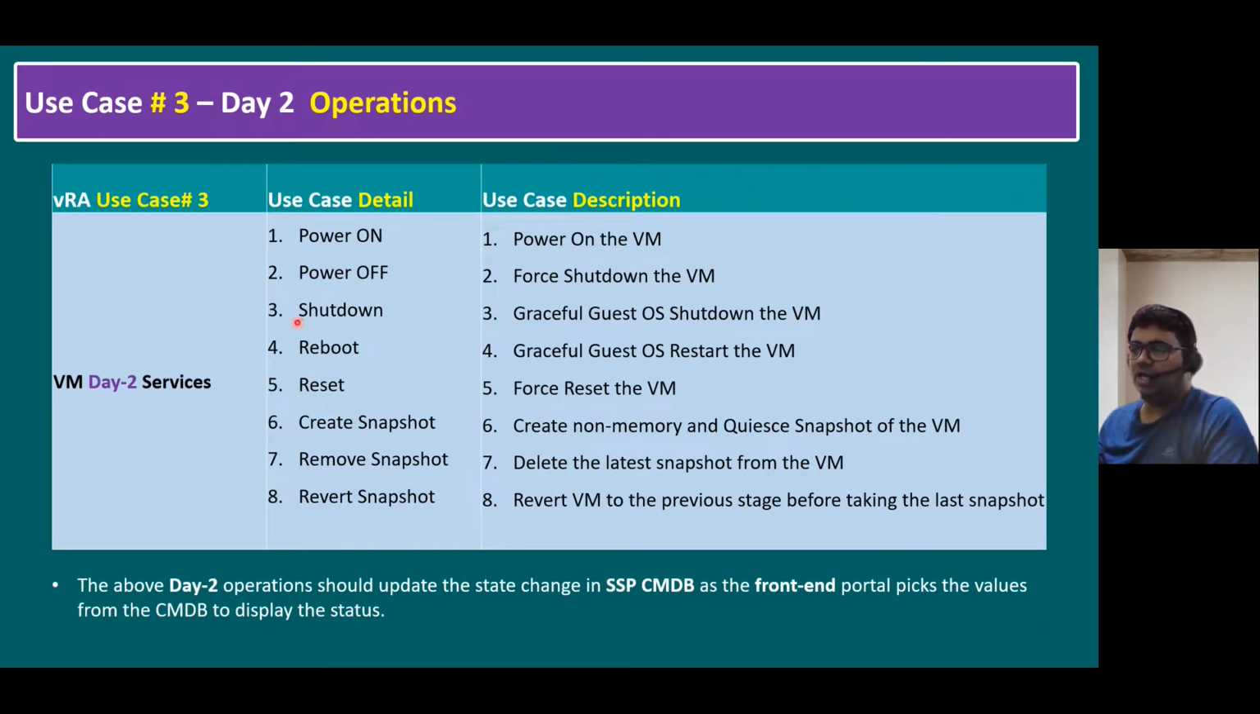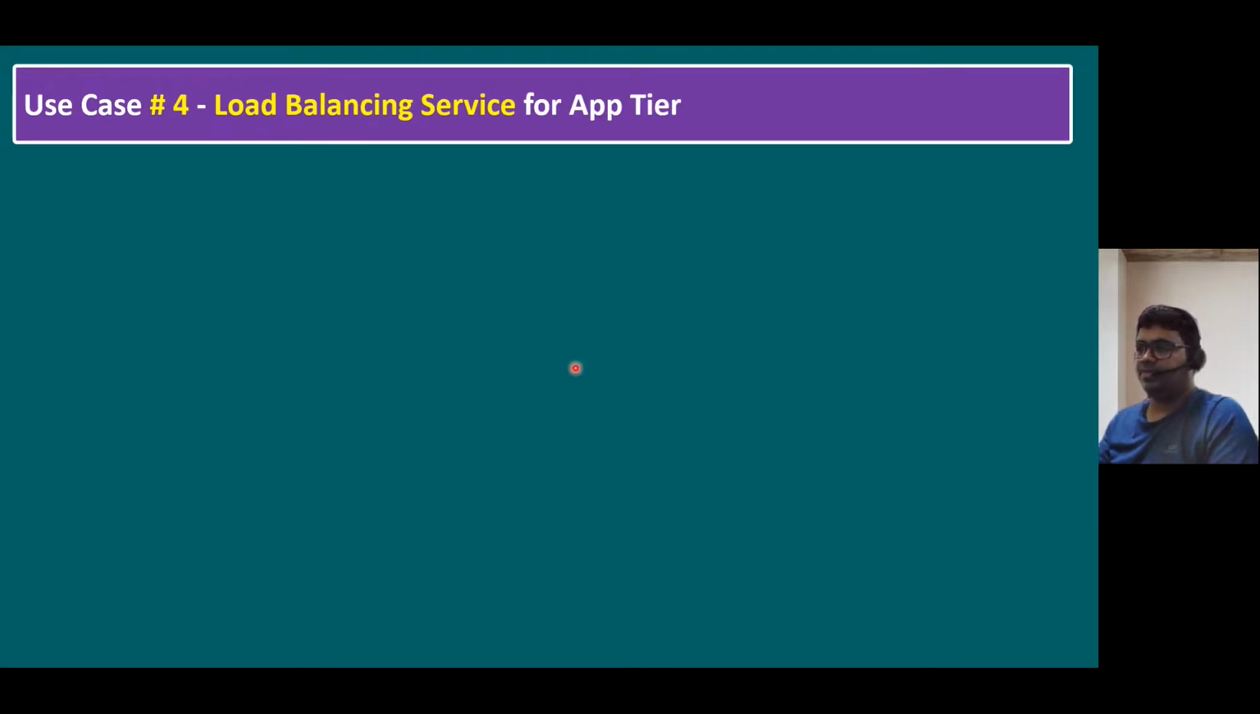In the same way, for all these day two items, if you submit one request for power on VM, that power on VM request comes with one number just for our tracking purposes. Okay, that is also important.